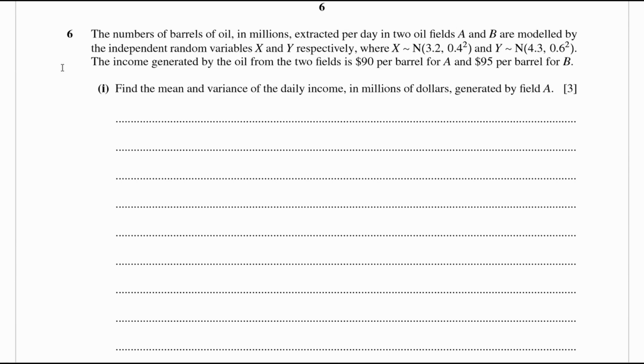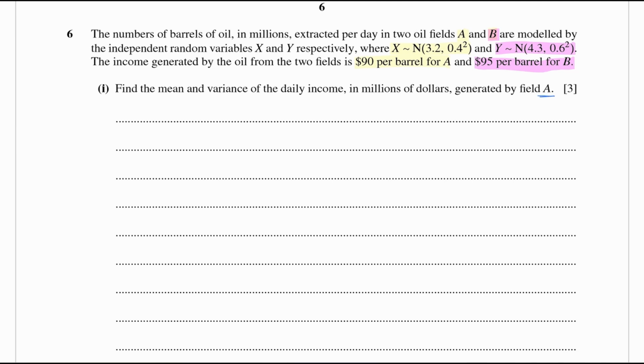Okay, this is a linear combinations of variables question. The numbers of barrels of oil in millions extracted per day in 2 oil fields A and B are modeled by the independent random variables X and Y. So I guess we can say that one belongs to A, and B is this one here. They're normally distributed. Now, the income generated from the oil fields is 90 per barrel for A and 95 per barrel for B. We're going to find the mean and the variance in daily income of millions of dollars generated by field A.